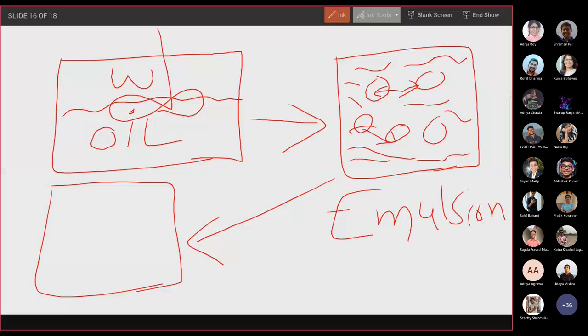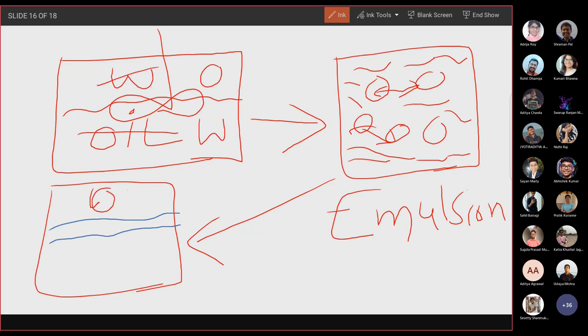And at some point, after some time, you will have layers like this. Here you will have water at the bottom and oil at the top. I made a mistake. So you will have an oil layer at the top, and we have the water layer at the bottom. Very small creamy layer at the interface. What is the creamy layer? Very, very fine oil droplets which are not coalescing with each other will be present.